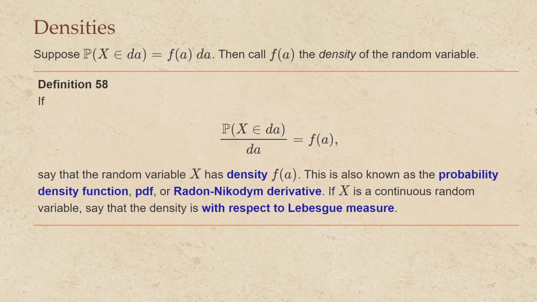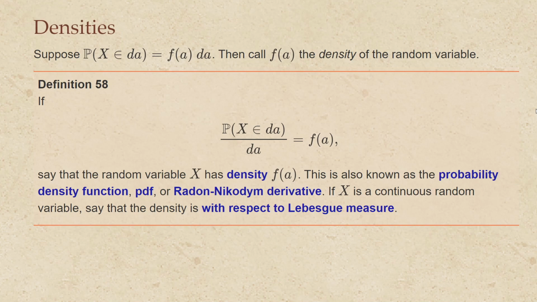Now suppose that the probability that x is in da equals some function of a times da. Then we call f of a the density of the random variable. Our formal definition: if the probability that x is in da divided by da equals f of a, then we say that the random variable x has density f of a. This is also known as the probability density function, PDF, or sometimes the Radon-Nikodym derivative.